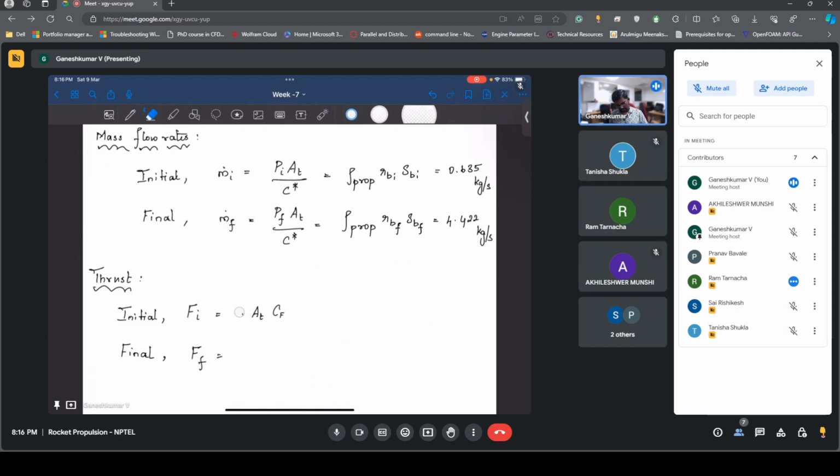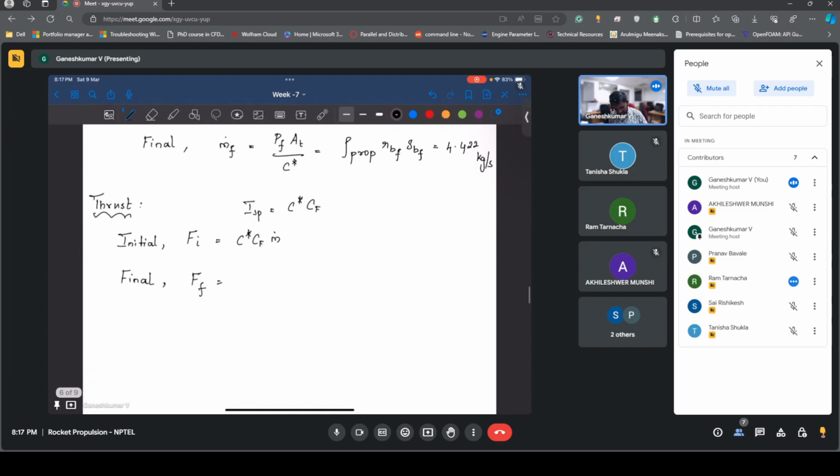Right. So basically we are trying to get it from ISP. ISP is nothing but C star CF. So this is for thrust at the exit of the nozzle, right? So that we know from ISP, it's ISP into m dot. So we can write this as C star CF into m dot. C star CF is same, so you make it initial and then you make it final. That's it.